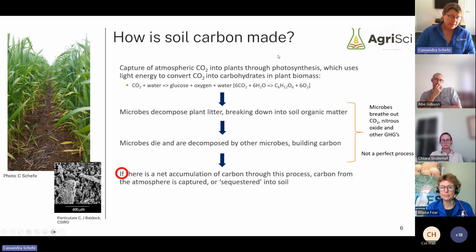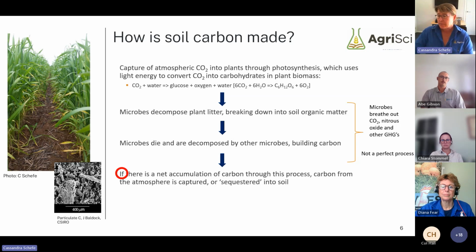But if we take a step back, rather than saying, well, this is how carbon is made, if we just focus back onto actually how soil carbon is made, it all comes down to the plant. We know that the key way we can get carbon from the atmosphere through to the soil is through photosynthesis, through plant growth, where the plant actually captures that atmospheric CO2, pulls it in through the stomata, adds water, converts it to glucose and oxygen. So that is the key method that we use in order to access that CO2 from the atmosphere and store soil carbon.